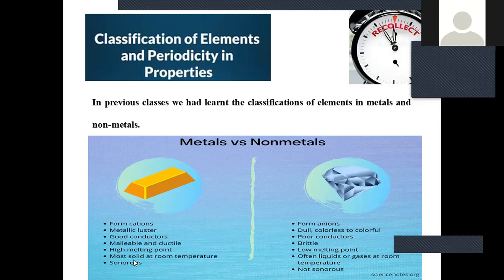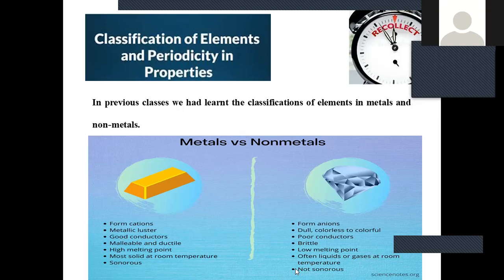Most of these are solids at room temperature. You may take any metal in the periodic table. Around 80% of the elements in the periodic table are considered metals. All the metals are solid in nature, except one metal called mercury. Mercury is the liquid metal. Except mercury, all the remaining metals present in the periodic table are solids in nature, right?